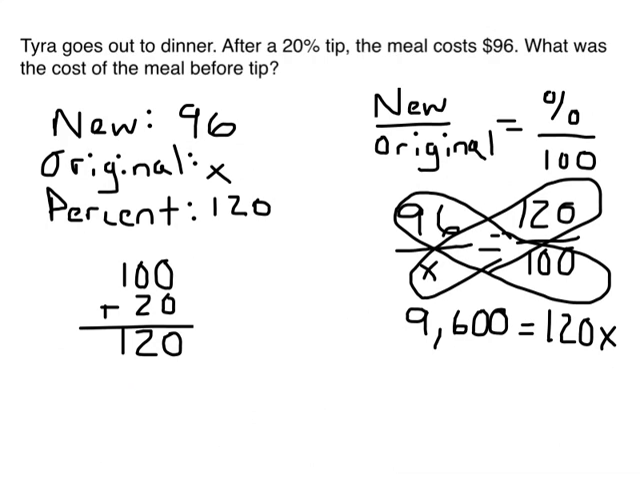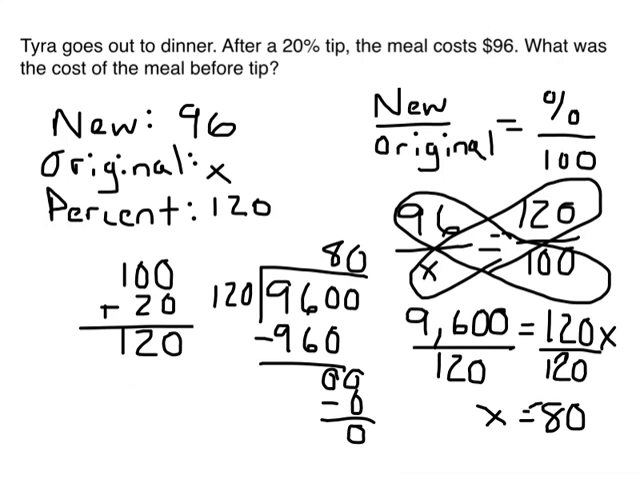What next step should I take to solve this problem? I should divide both sides by 120 to get x by itself. What's 9,600 divided by 120? The answer is 80. The meal cost $80 before the tip.